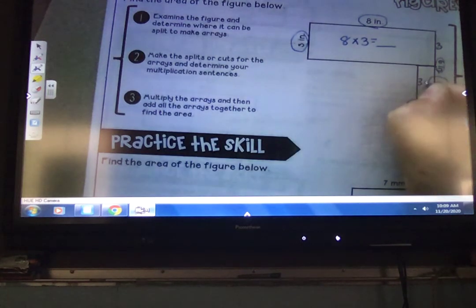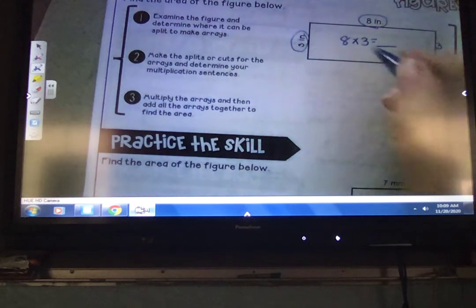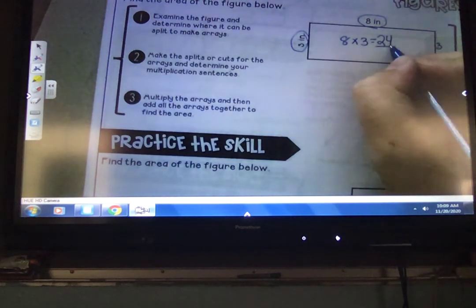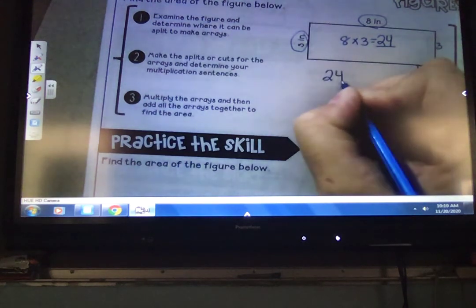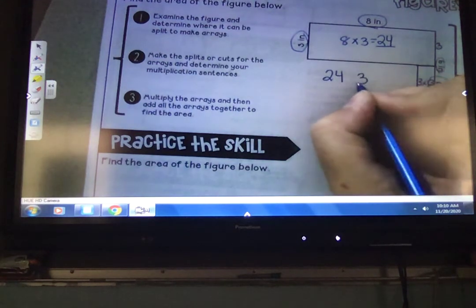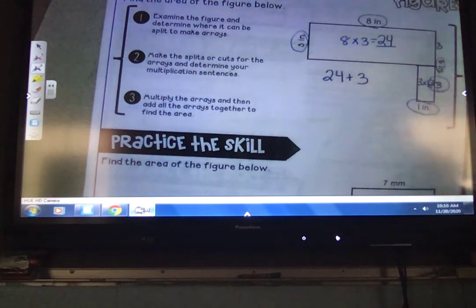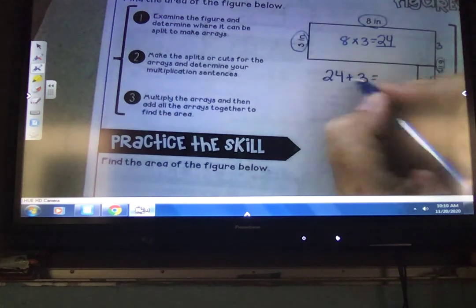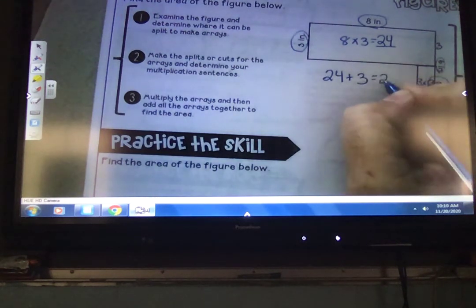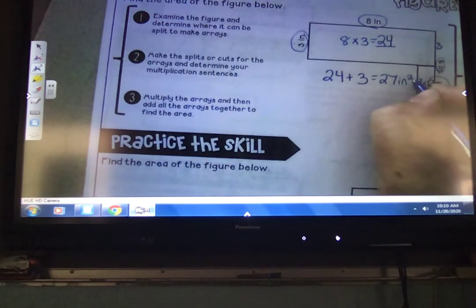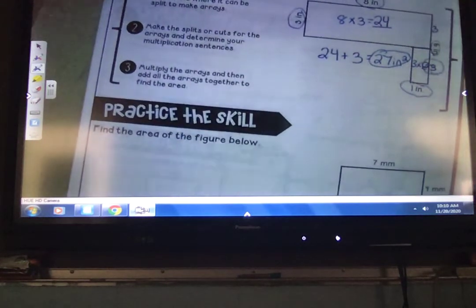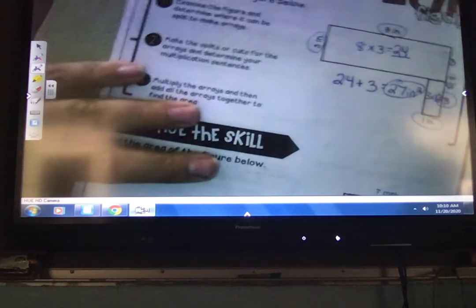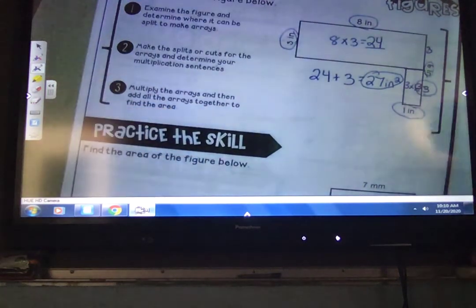So 3 times 1 equals. Now let's answer those. 8 times 3 was 24. 3 times 1 is 3. So I have an area of 24 on the top. I have an area of 3 on the side. We cut it apart, so we need to put it back together. 24 plus 3 is 27. These are inches, and we are doing area, so we need to square that. 27 inches squared, or squared inches. If you cut your shape into 2 smaller parts, you've got to remember to put them back together in the end. Okay?